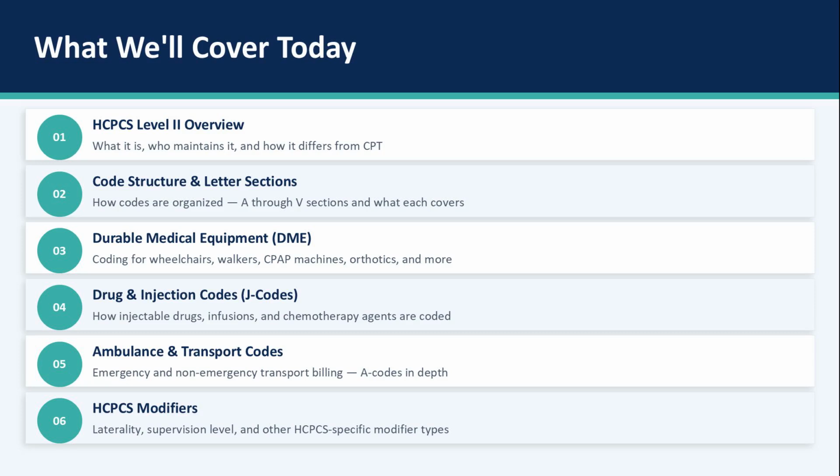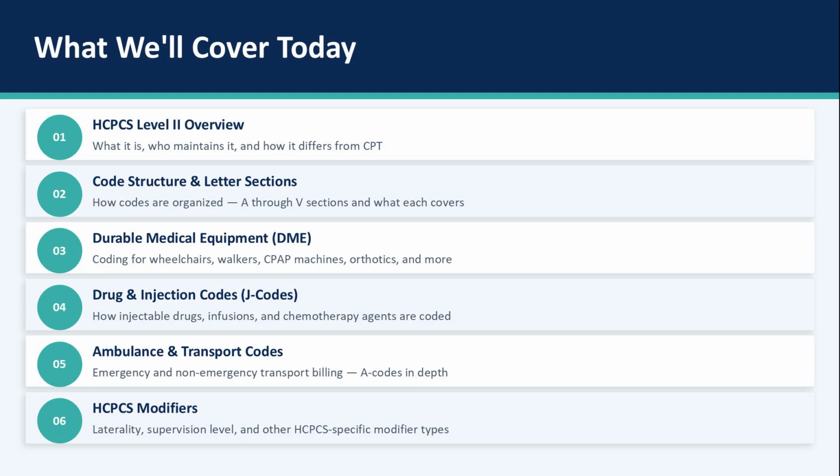These cover injectable medications, infusions, and chemotherapy drugs. J codes have very specific dosage requirements that must be matched to the clinical documentation. Topic 5. Ambulance and transport codes. Emergency and non-emergency medical transport has its own coding system within HCPCS, and there are specific modifiers for things like mileage and transport origin. Topic 6.